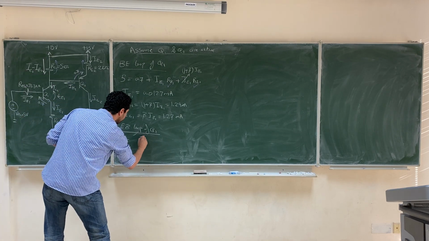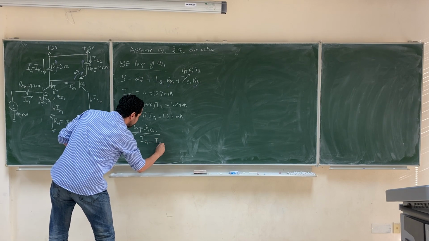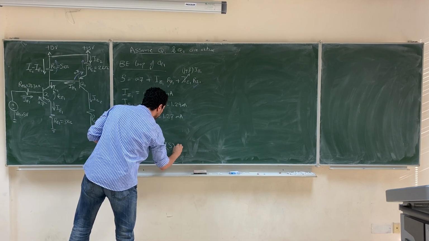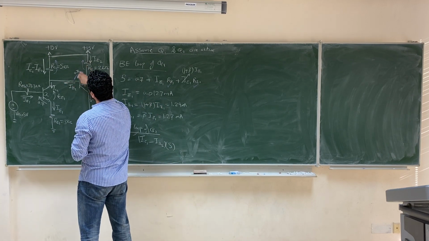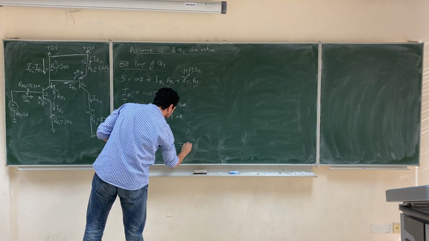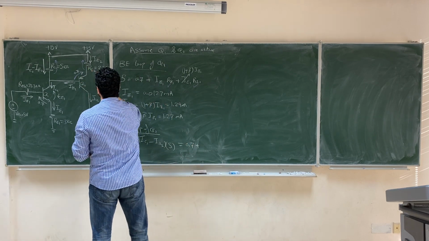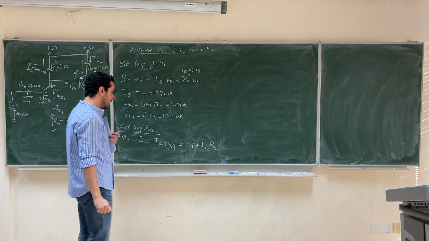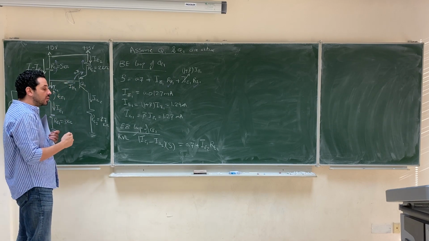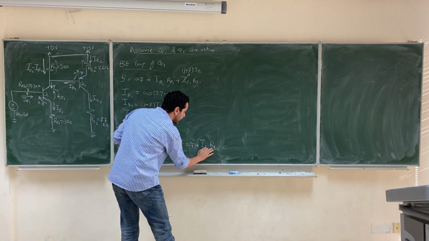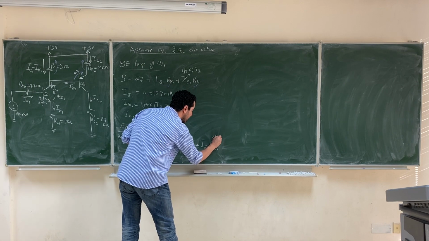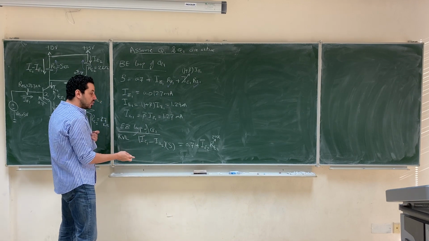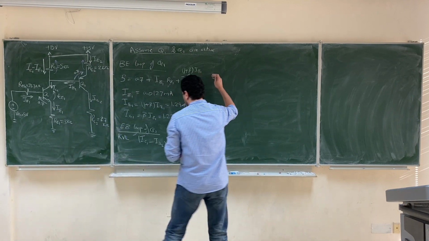loop says that IC1 minus I base 2 multiplied by 5 kilo ohm equals the two other voltages, which is 0.7 plus the drop here, which is IE2 RE2. And RE2 is 2 kilo ohm. And IE2 has a relation with IB2, right? IE2 has a relation with IB2. So let's do it in the next step.